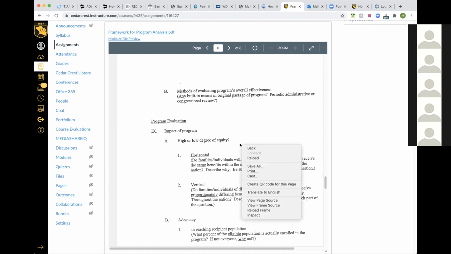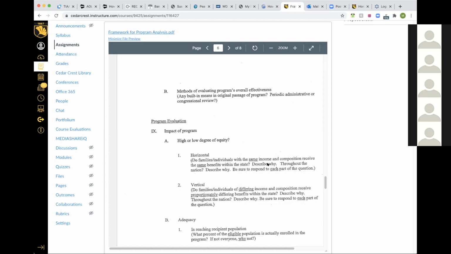Okay, then you're going to describe why. So you're going to look at the program and figure out the logic behind the program. Yes, the way this works is it absolutely is set up that way, that individuals and families within the state who are in the exact same situation will receive the same benefits. Describe why that is the case. Now, is it also true throughout the nation?